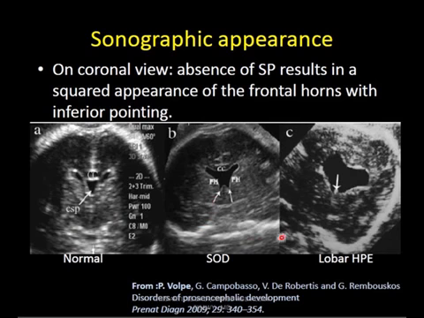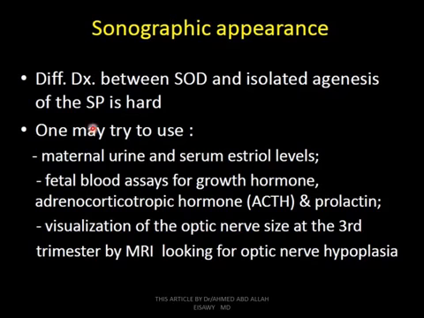Sonographic appearance of absence of the septum pellucidum in septo-optic dysplasia. Differentiation between septo-optic dysplasia and isolated agenesis of the septum pellucidum is hard. One may try maternal urine and serum estrogen levels, fetal blood sampling for growth hormone, ACTH and prolactin, and visualization of optic nerve size in the third trimester by MRI, looking for optic nerve hypoplasia.